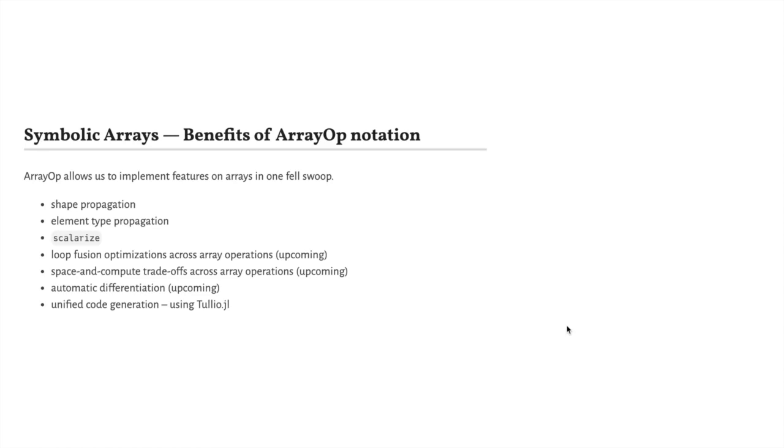We can add and update features on all array operations in one fell swoop. For example, we implemented shape propagation simply by looking at which output indices correspond to which input indices. When a symbol is used to index multiple arrays, we can also institute dimensionality checks and print friendly error messages. Element type can be inferred by simply looking at the element type of the right-hand side of an ArrayOp expression. The scalarize functionality we saw above can be implemented by substituting the required indices in place of the output index symbols of an ArrayOp. This also means that we don't have to compute all the elements of the output, only those which are required by scalarize.